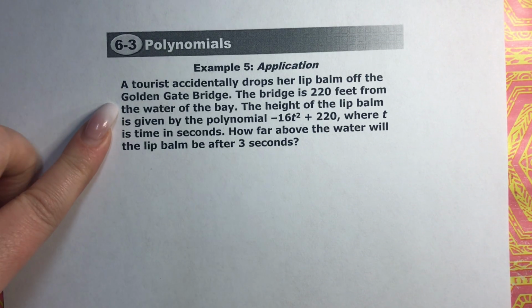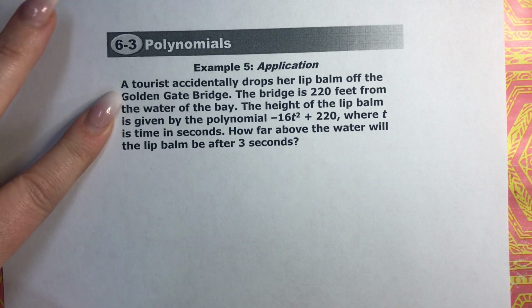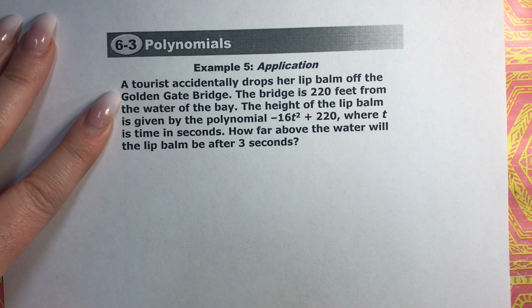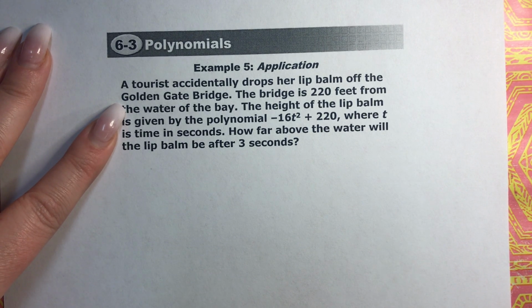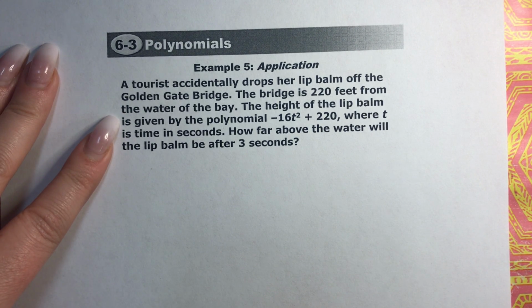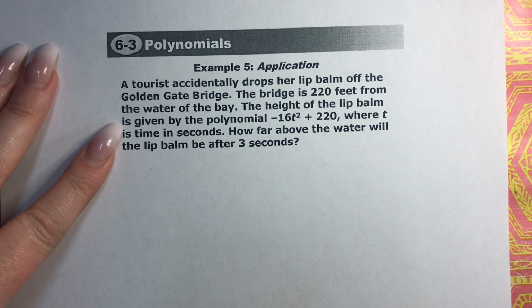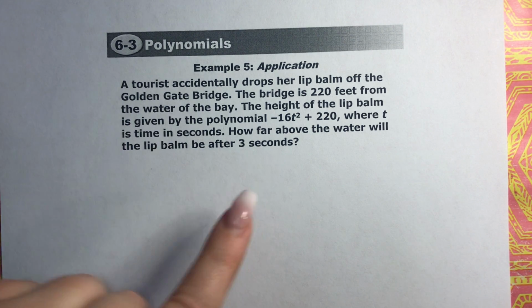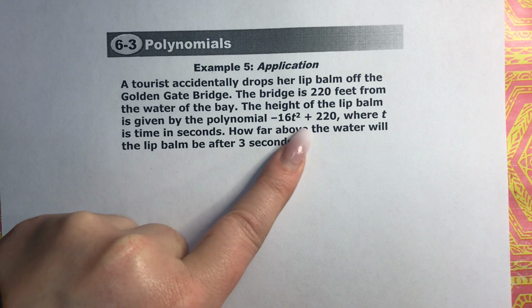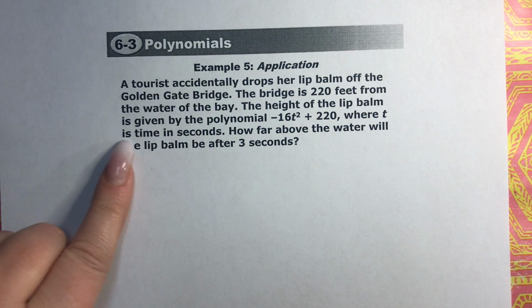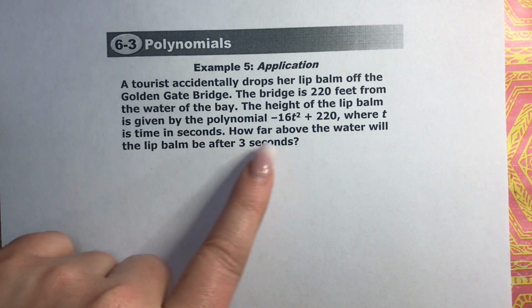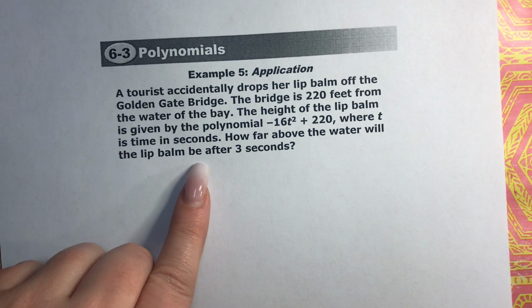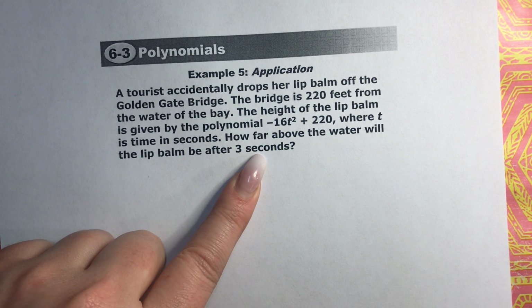All right, we're back for example 5. Let's look at this application. It says a tourist accidentally drops her lip balm off the Golden Gate Bridge. The bridge is 220 feet from the water of the bay. The height of the lip balm is given by the polynomial -16t^2 + 220, where t is the time in seconds. How far above the water will the lip balm be after 3 seconds?